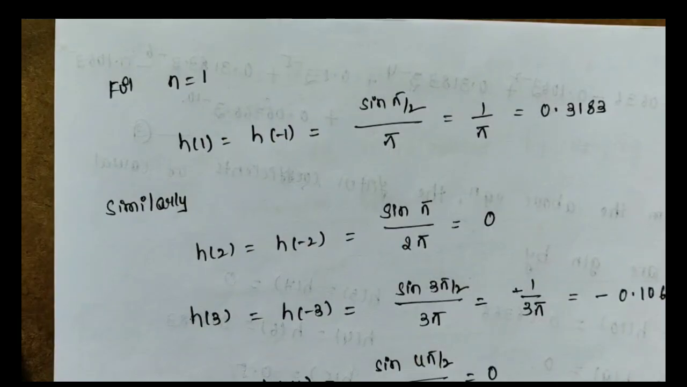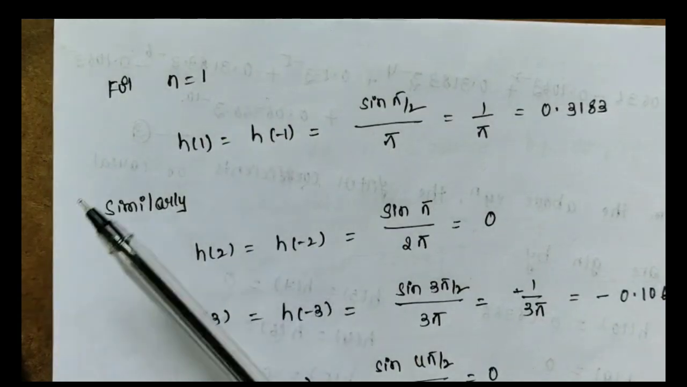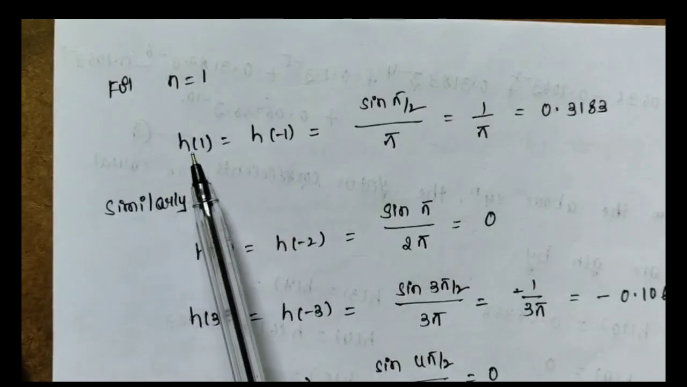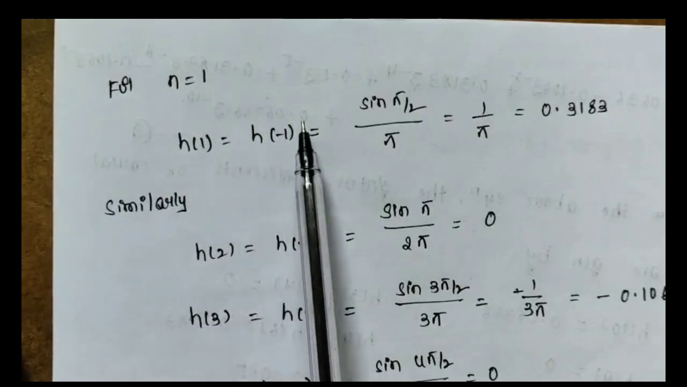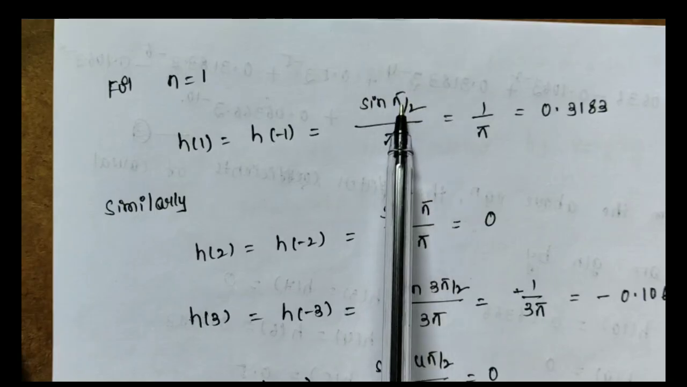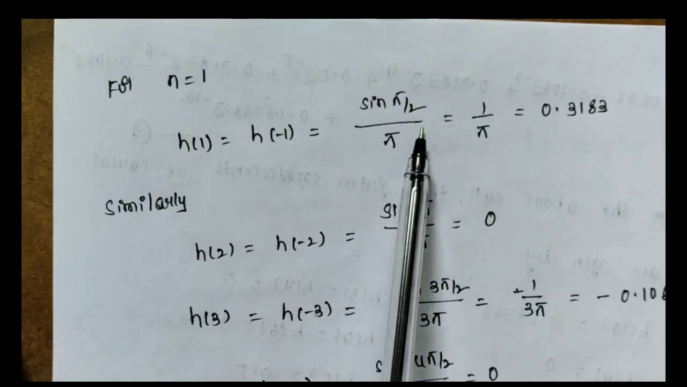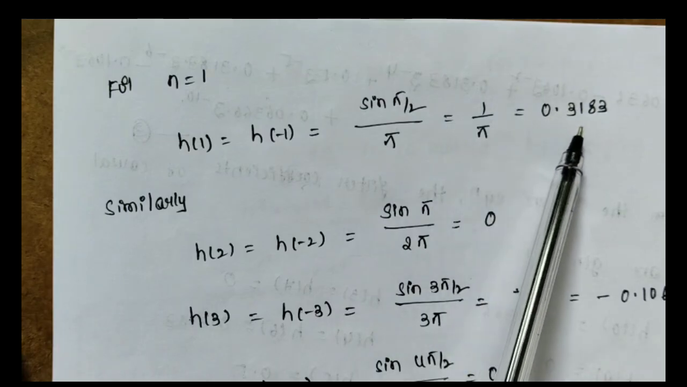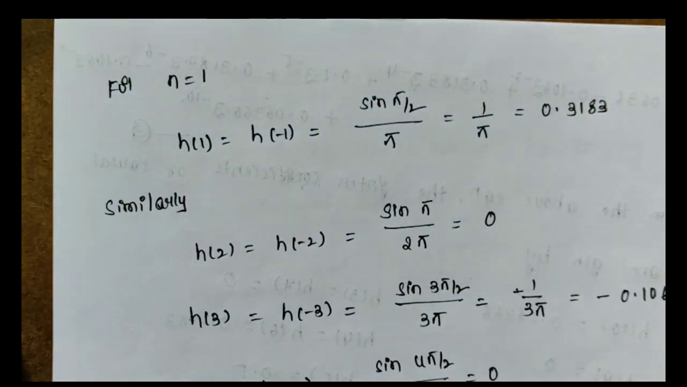From the next values, we are substituting n is equal to 1. If you substitute n is equal to 1 in h of n, h of 1 is equal to h of minus 1 is equal to sin pi by 2. In place of n I'm substituting 1, so sin(pi by 2) by pi, and you will get 0.3183 if you do the calculation in the calculator.